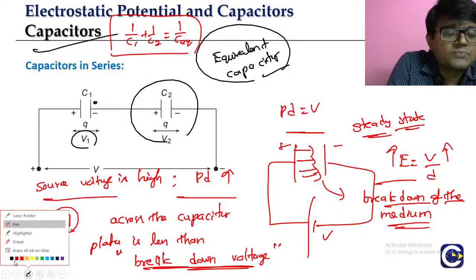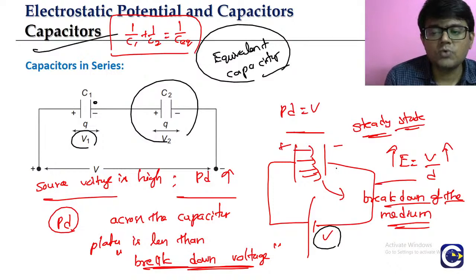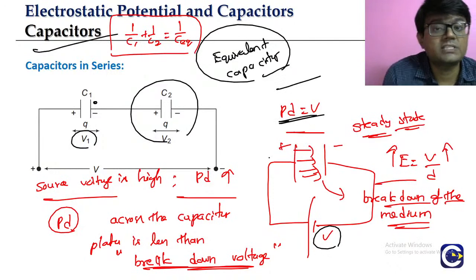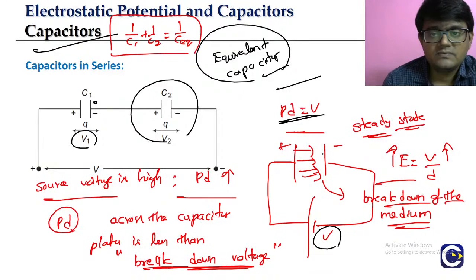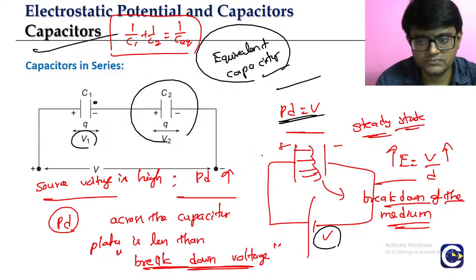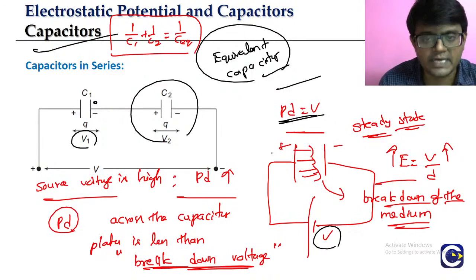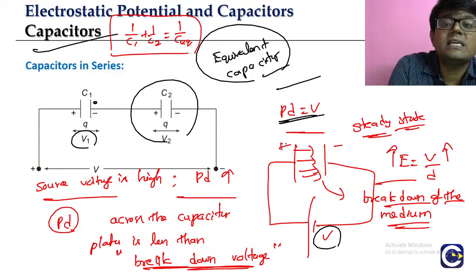Now look, when you have a capacitor in hand and you connect it directly, the source voltage will be equal to the potential difference across the capacitor plates, which can sometimes be high. Then what will happen? The capacitor will be damaged. So if you connect it to a high voltage source, the capacitor will be damaged. To prevent that situation, we will use the series combination.